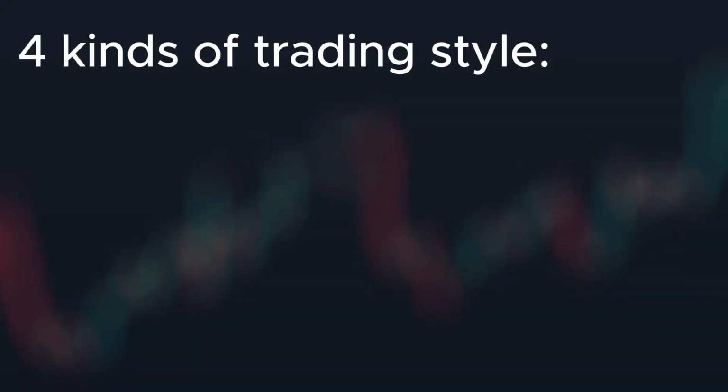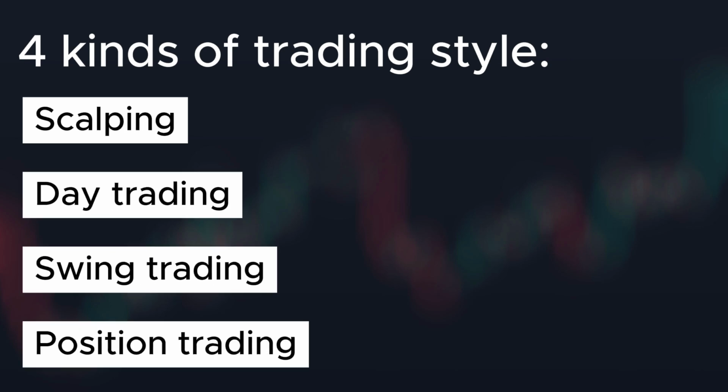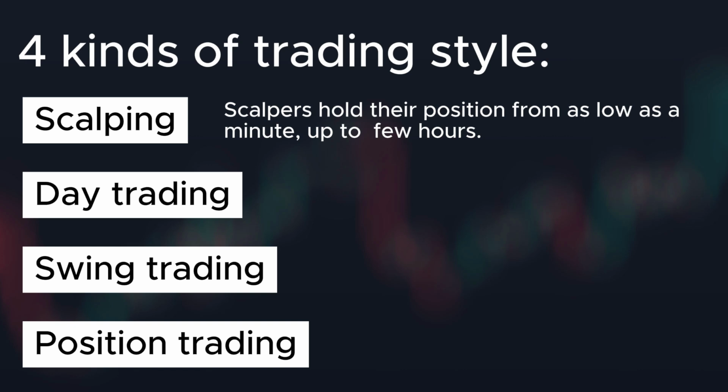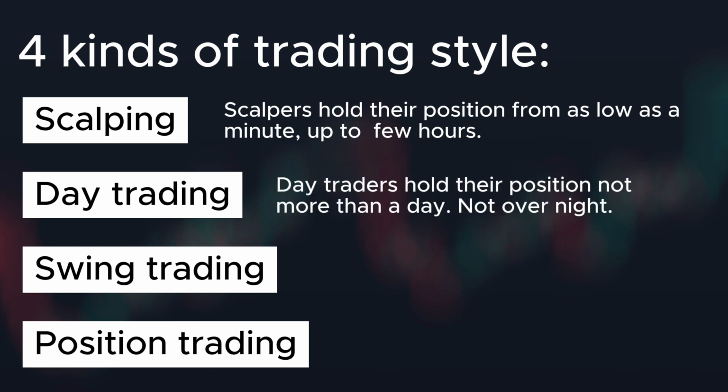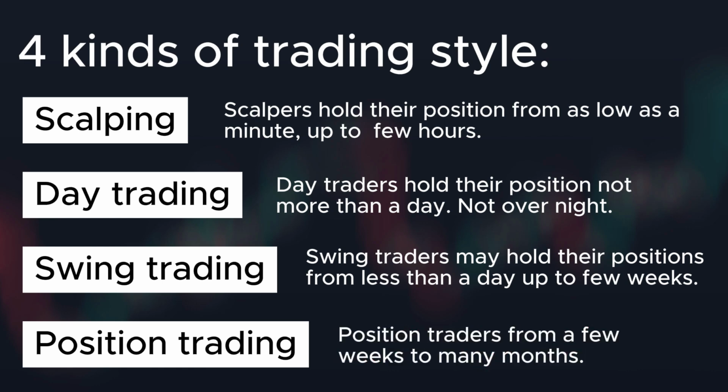Generally, we have 4 kinds of trading style, which are scalping, day trading, swing trading, and position trading or long-term trading. Scalpers hold their position from as low as a minute up to a few hours depending on when the price hits their target. On average, they are in an open position for several minutes. Day traders hold their position not more than a day. They don't keep any open position overnight, and depending on when the price hits their target, it can be less than 1 hour up to several hours. And swing traders hold their positions from less than a day up to a few weeks, and position traders from a few weeks to many months.